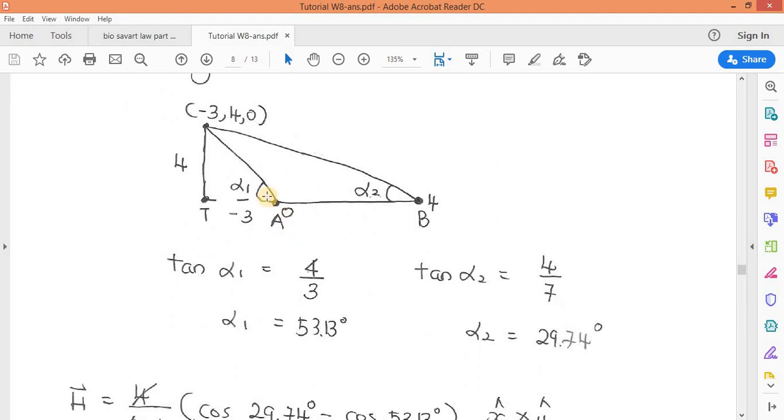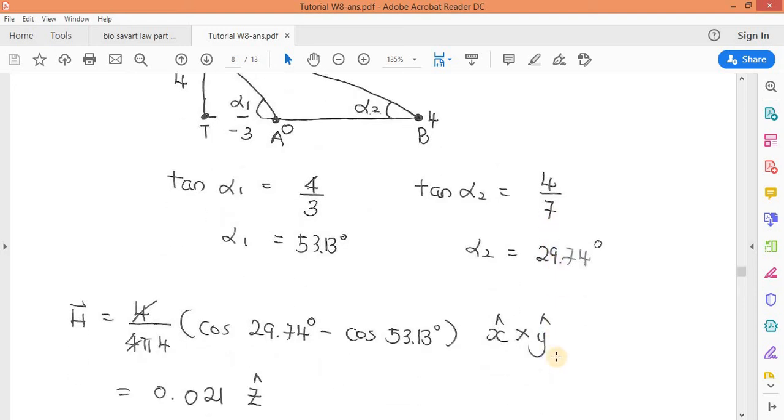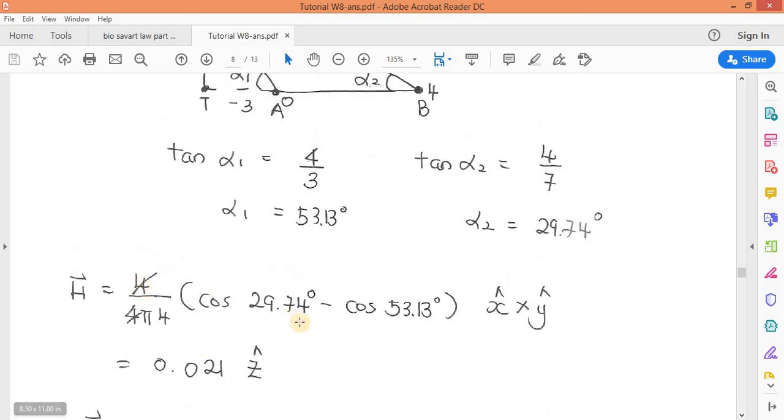So for alpha 1, the tangent will be 4/3. Remember, when you define the angle, you can just forget about the negative because you are only concerned about the length, the distance. So you get 53.13 degrees. And for the tangent of alpha 2, you have to refer to the big triangle here. So it will be 4 over 7. Here is 3, from here to here is 4, that's why it is 7. You get 29.74 degrees.